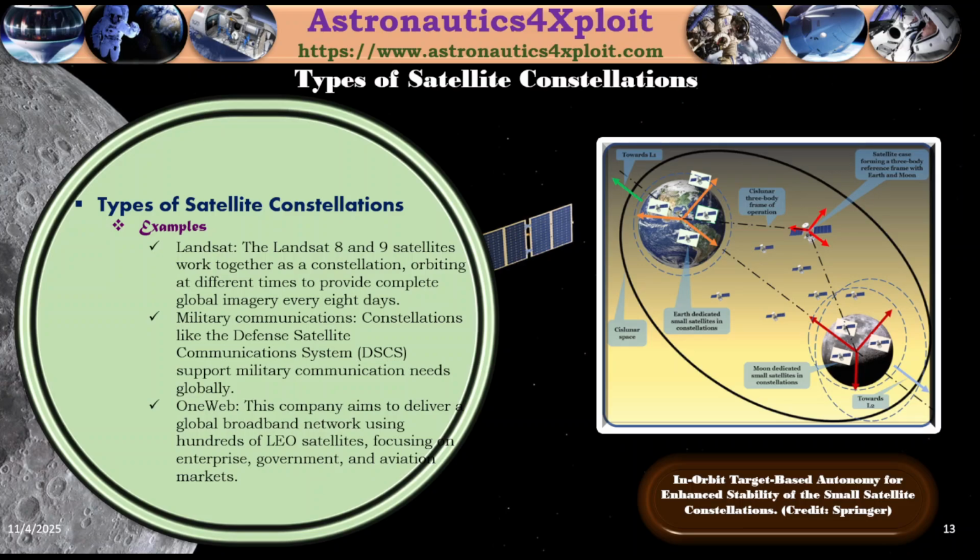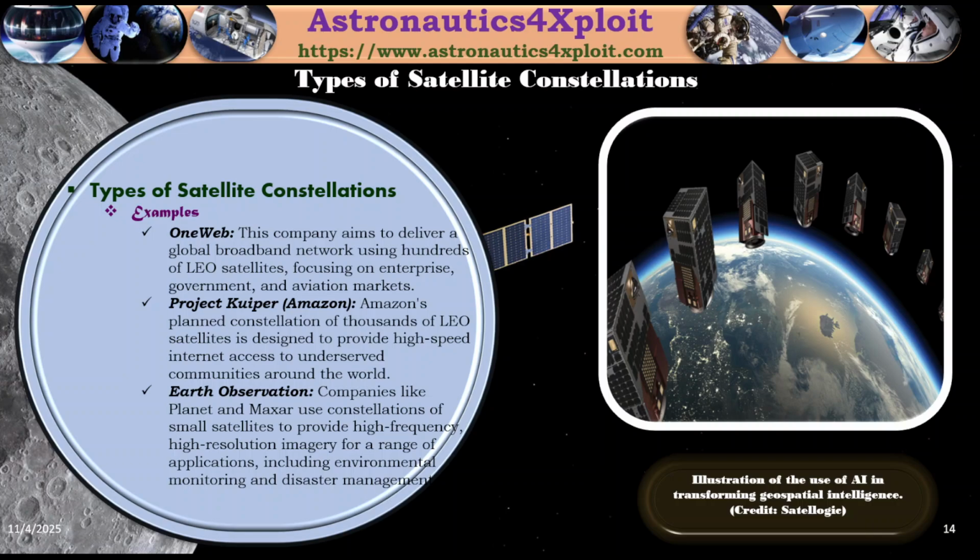Other examples of satellite constellations are Landsat. Landsat 8 and 9 satellites work together as a constellation, orbiting at different times to provide complete global imagery every 8 days. Military communications. Constellations such as the Defense Satellite Communication System support military communication needs globally. OneWeb, the company aims to deliver a global broadband network using hundreds of LEO satellites. In-orbit target-based autonomy for enhanced stability of the small satellite constellation is shown in this picture.